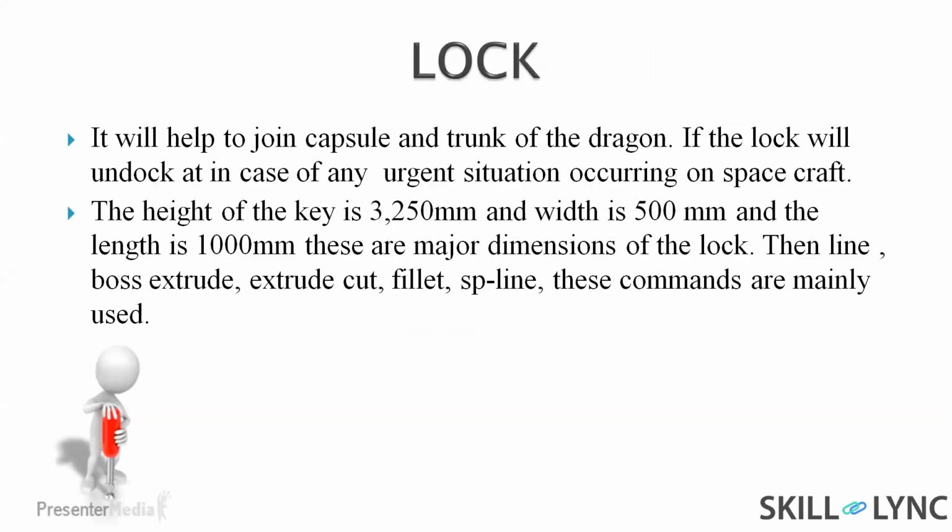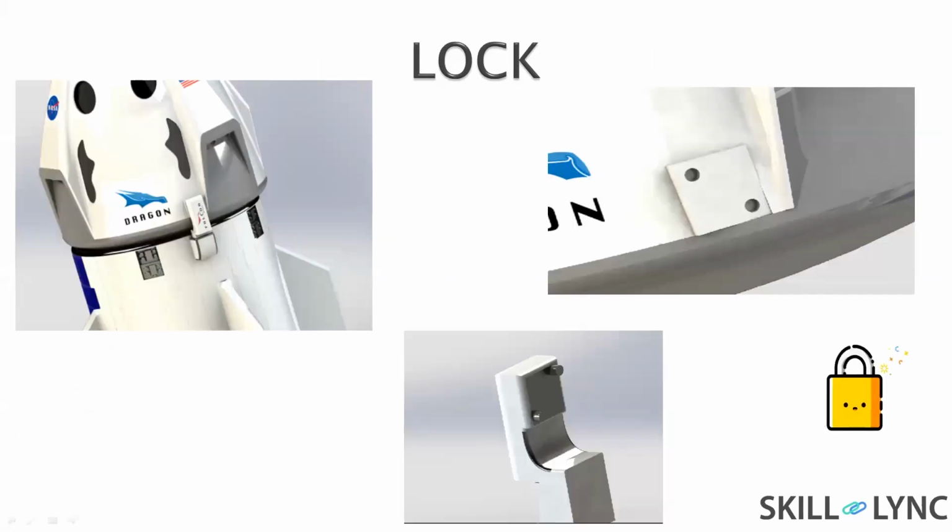Lock. It will help to join the capsule and the trunk of the Dragon. The lock will undock in case of any urgent situation occurring on the spacecraft. The dimensions of the lock are length 1000 mm, height 3250 mm, width 500 mm. The left hand side picture shows the actual part design of the lock.